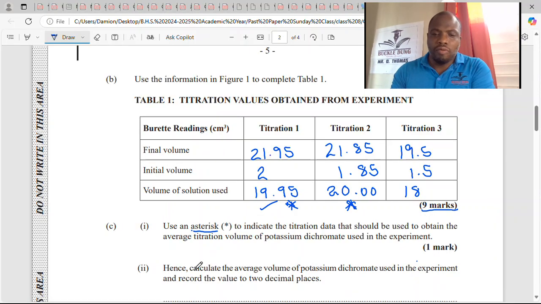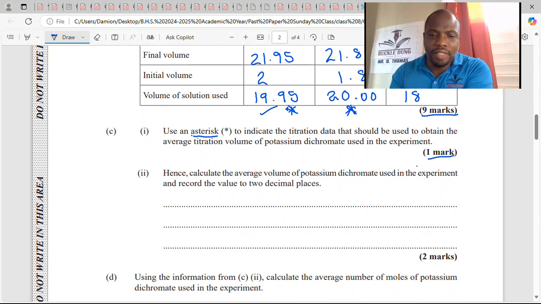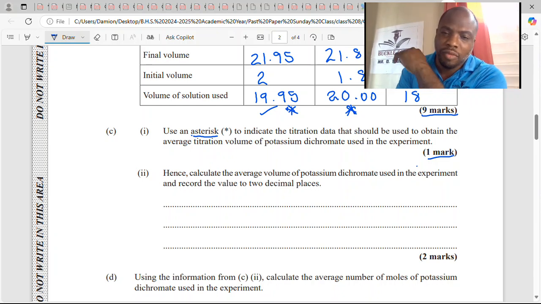All right. So again, once we do that, we get a 1 mark, and we continue. It says, hence, calculate the average volume of potassium dichromate used in the experiment and record the value to 2 decimal places. So they are specific, guys, not 3. When CXC goes this specific, you have to follow. You see, you won't get the mark. How do we work this out?